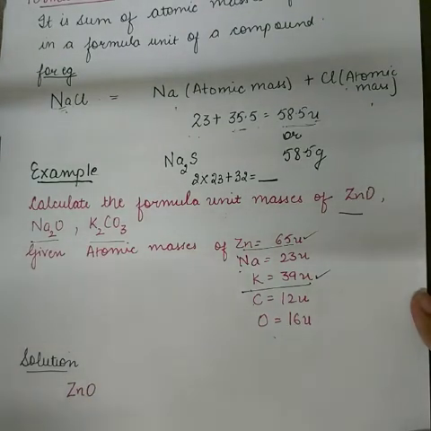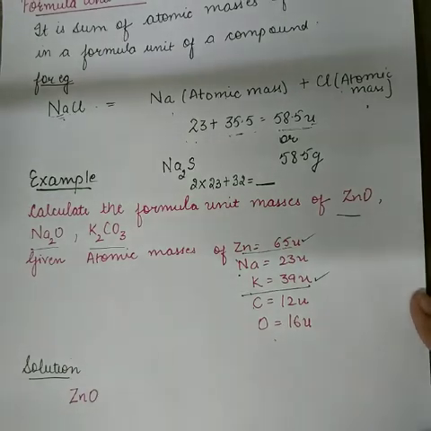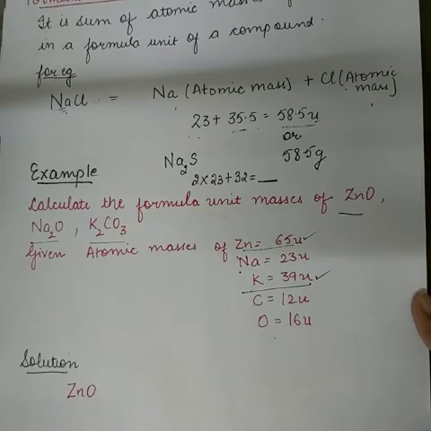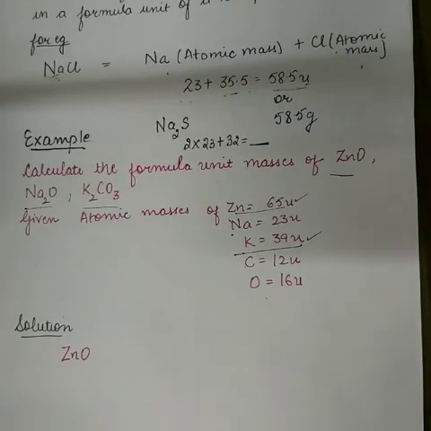For all elements above 20, the atomic masses will be given to you, but in case of elements up to 20, you should learn their atomic masses by heart. Right, student? So the atomic masses of up to 20 elements with their atomic numbers should be on your tips for these concepts. Now let us start the example with zinc oxide.